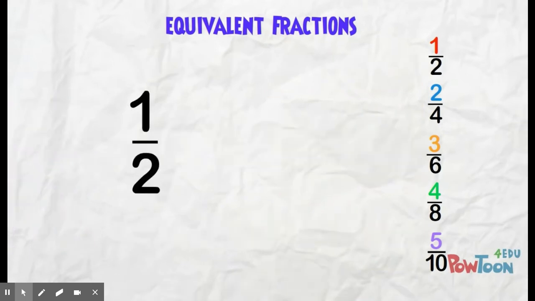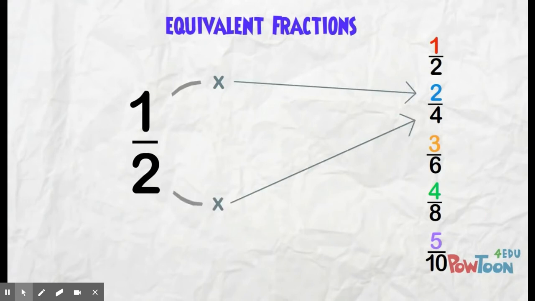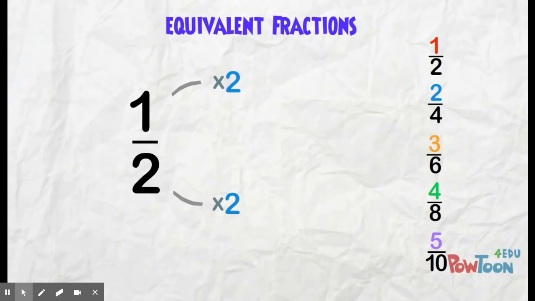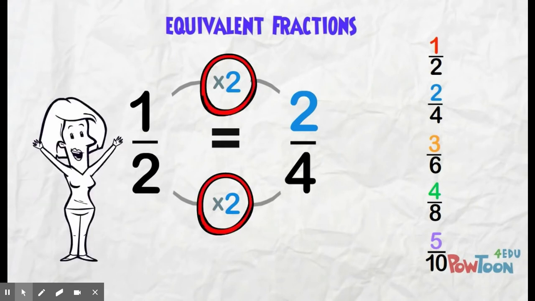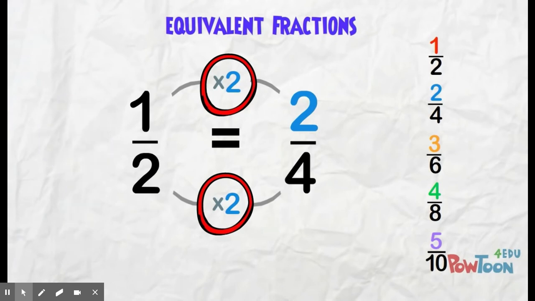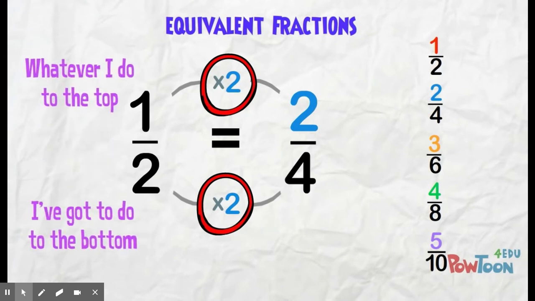Here's 1/2. What do I multiply the numerator and the denominator by to get this equivalent fraction? 2. 1 times 2 is 2 and 2 times 2 is 4. I used a factor of 2 to make this equivalent fraction. You can see whatever I do to the top, I've got to do to the bottom.